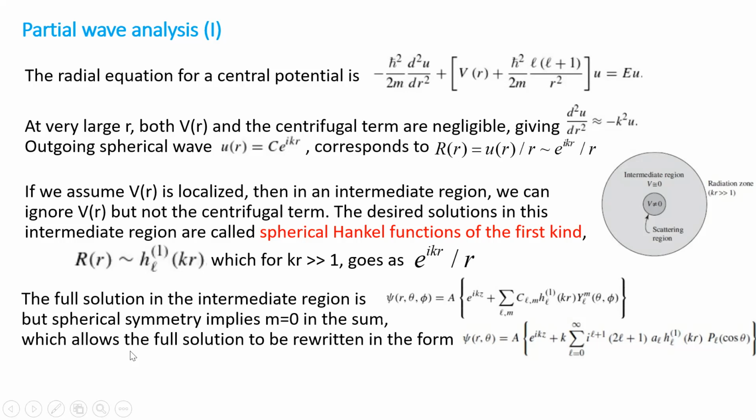And this allows the full solution to be rewritten in the form psi of just r and theta, A times e to the i kz plus, and we choose to rewrite this constant here, instead of just c, as k i to the l plus 1 times 2l plus 1 times a_l. And then this P_l of cosine theta is the theta part of the Y_lm without the phi dependence.